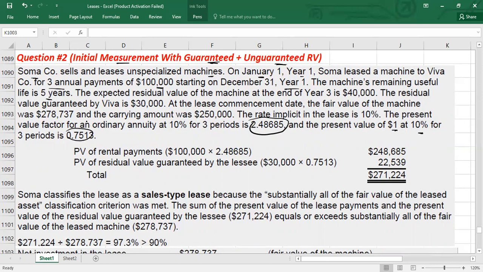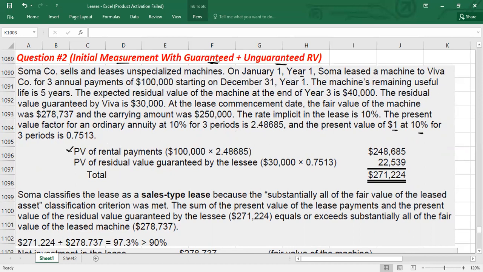Now guys, you have to first of all check whether it is a sale type lease or not, when you want to apply the 90% test. Because if you remember, if there is a transfer of title, or a purchase option, or a 75% test, I mean the lease period covers the majority of the asset's remaining useful life, or if the present value of lease payments is greater than 90% of the fair value, or if it is specialized, if any one criterion is met, we say it is a sale type lease. And here I'm applying the 90% test.